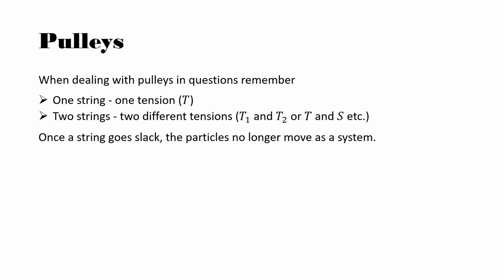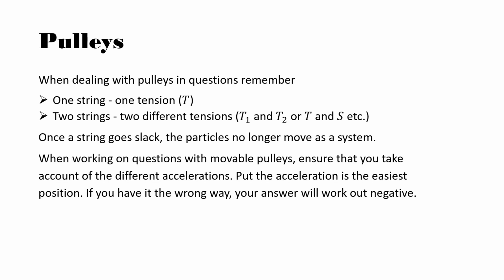Once the string goes slack, the particles no longer move as a system. And that's really, really important. What that really means for us is that if a string goes slack at any point, we need to recalculate an acceleration. The acceleration we get in these questions is an acceleration of the connected particles, it's of the system. So as soon as the string goes slack, then the particle is no longer moving under that system and has a new acceleration. So when you're working with questions with movable pulleys, ensure you take account of the different accelerations.